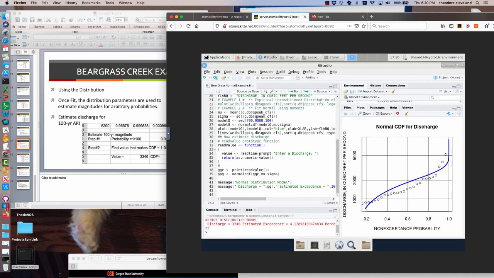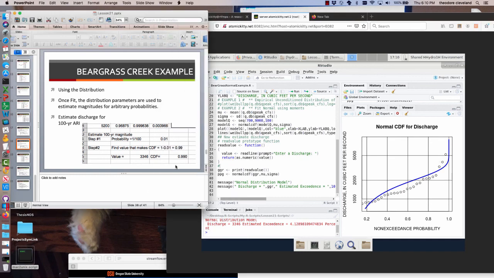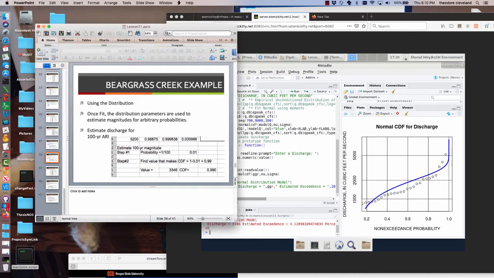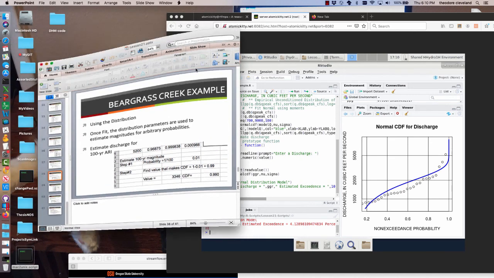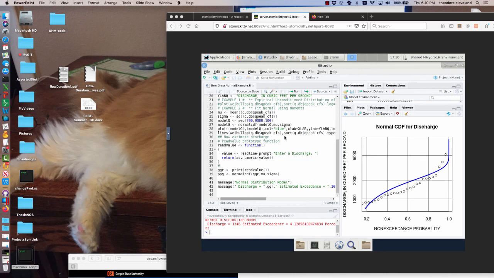So the estimated exceedance probability is 4%, or non-exceedance is 96%. That's pretty close, actually. So this is saying that there's a 4% chance of observing a value of 3346 or greater. So that's how probability estimation modeling is done. That was for the normal distribution.